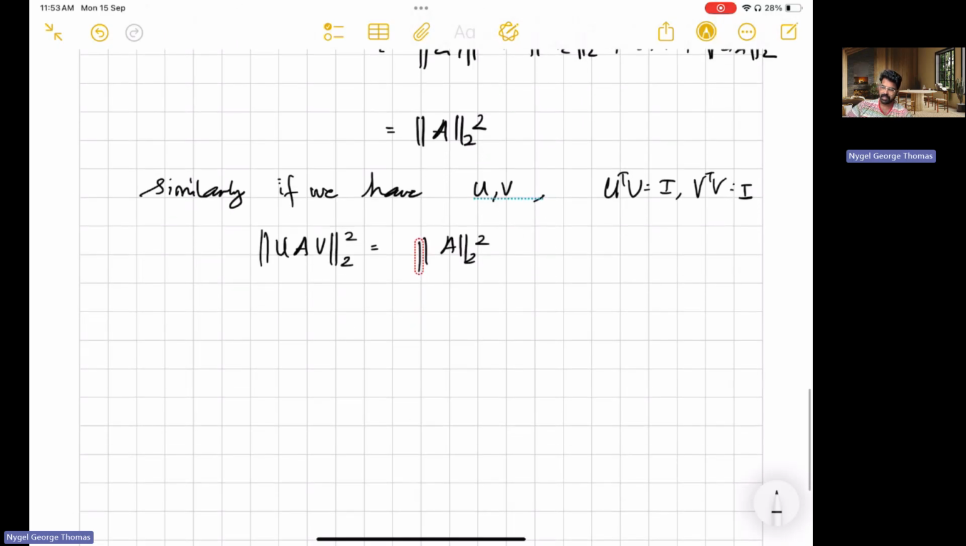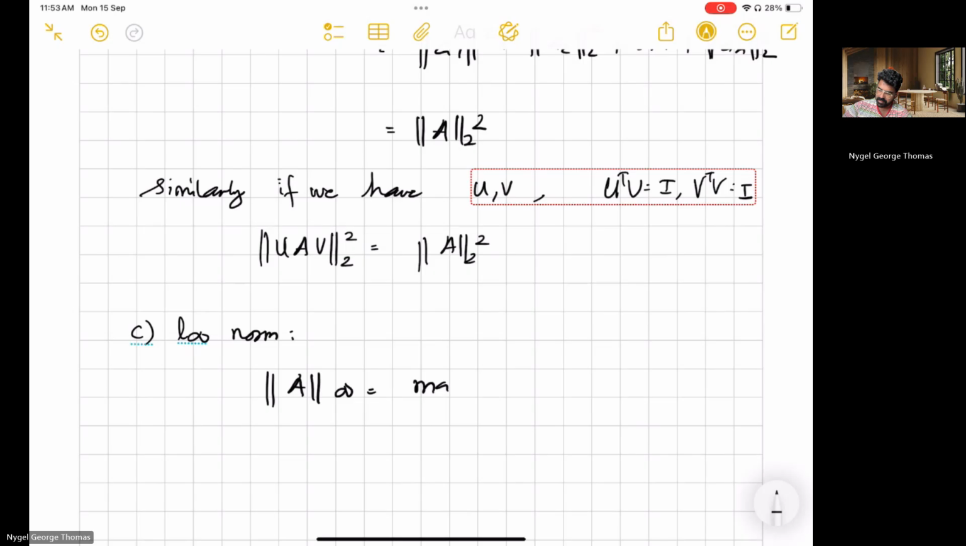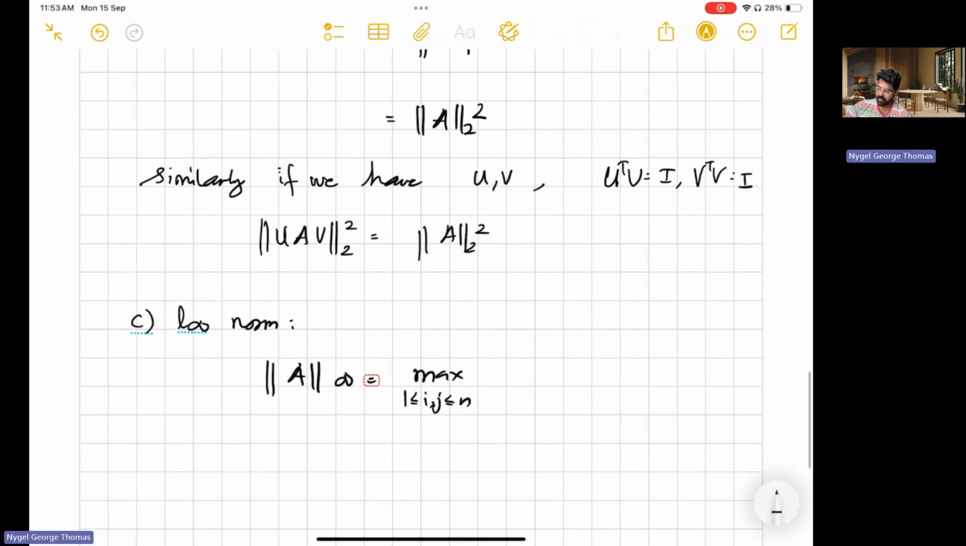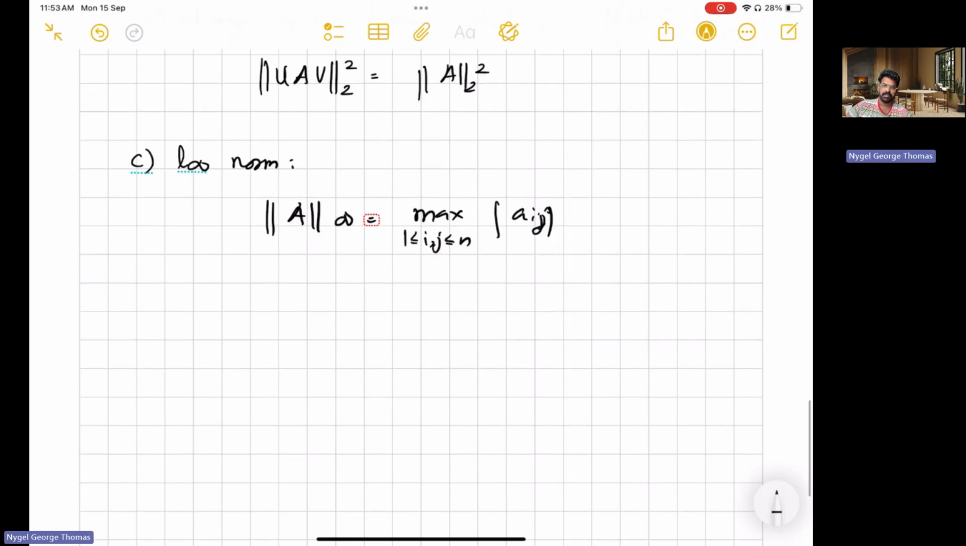And now let's look at the infinity norm, the L infinity norm. So the L infinity norm of A is defined as the max over i, j less than or equal to n of the modulus of Aij. This is a matrix norm. In fact, this is not a matrix norm. Why is this not a matrix norm? We can prove this.